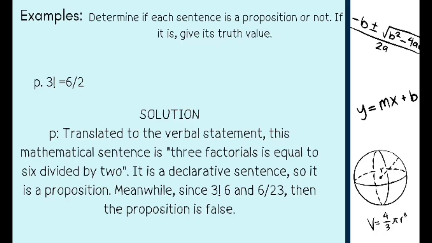E: 3 factorial equals 6 over 2. Translated to a verbal statement, this mathematical sentence is: 3 factorial is equal to 6 divided by 2. It is a declarative sentence, so it is a proposition. Meanwhile, since 3 factorial equals 6 and 6 divided by 2 equals 3, the proposition is false.